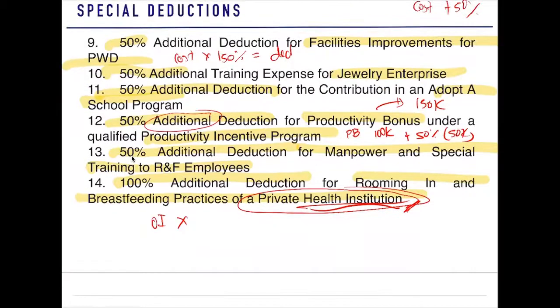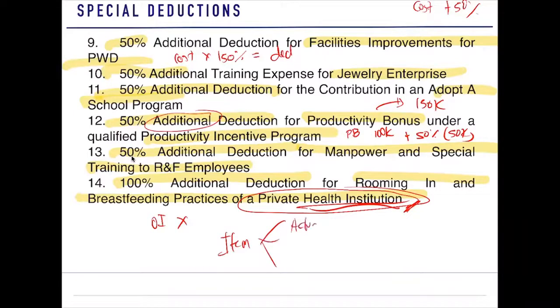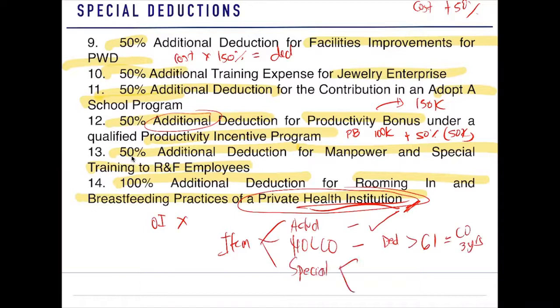So again, for this type of deductions, itemized deductions, what did we learn? We have your actual items of expenses. We deduct them. We have your net operating loss carryover. In case your deductions is greater than your gross income, it can be carried over for 3 years. And we have your special deductions that even though you don't have an actual expense, it can be deducted. You have an expense, but you have an additional amount to be deducted.